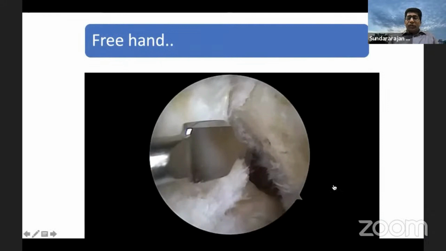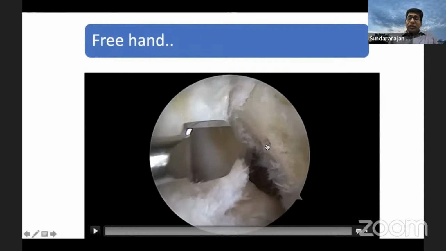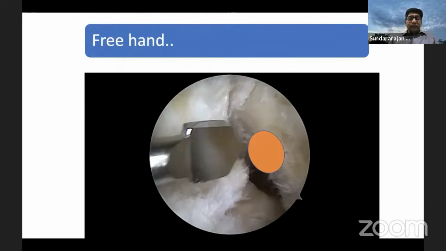You can use a freehand technique like this. You can make an entry point first. That is also a very easy method. Then you can use your guide wire to enter it.